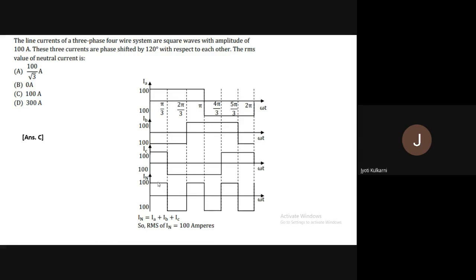So the DC value will be nothing but your RMS value. So the answer is coming 100 ampere and the answer is C.